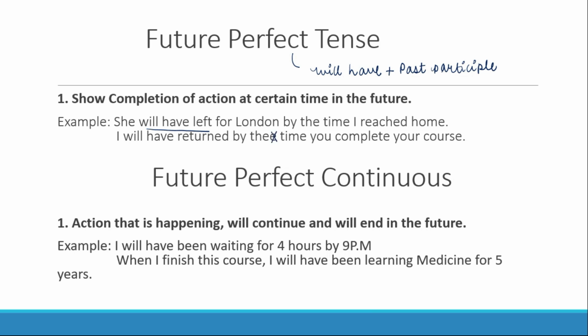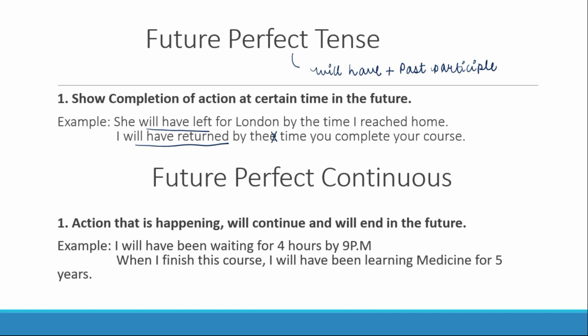So the next example is I will have returned by the time you complete your course. So this action would have completed by the time in the future. So I will have returned by the time you complete your course. So I would have gone and also returned. So that action would have been completed in the future.